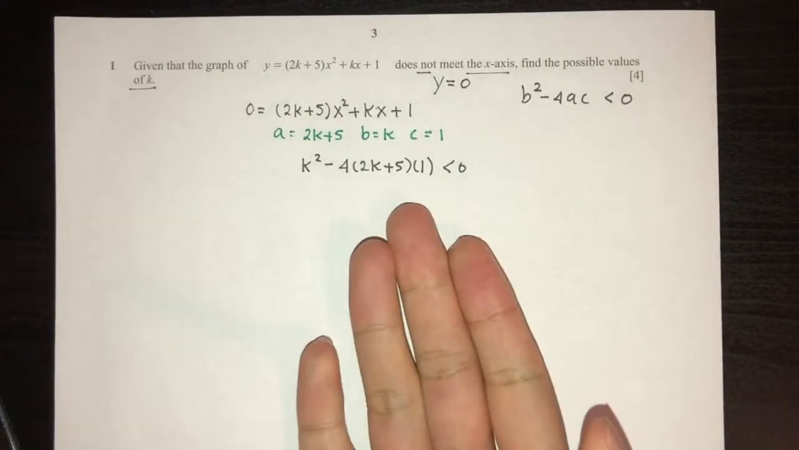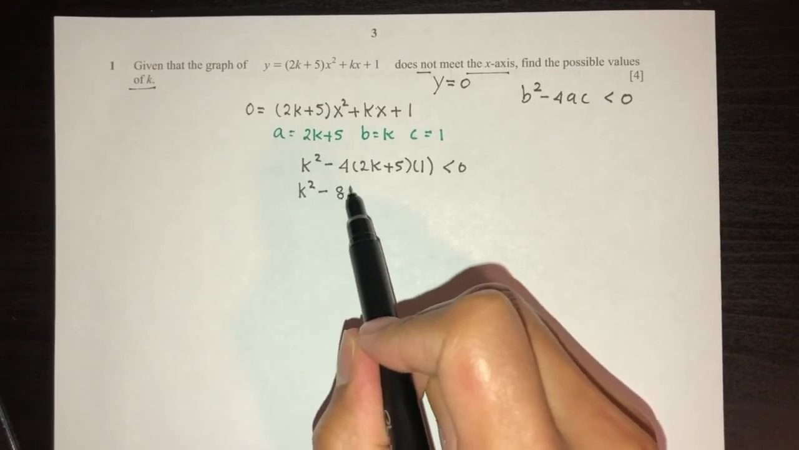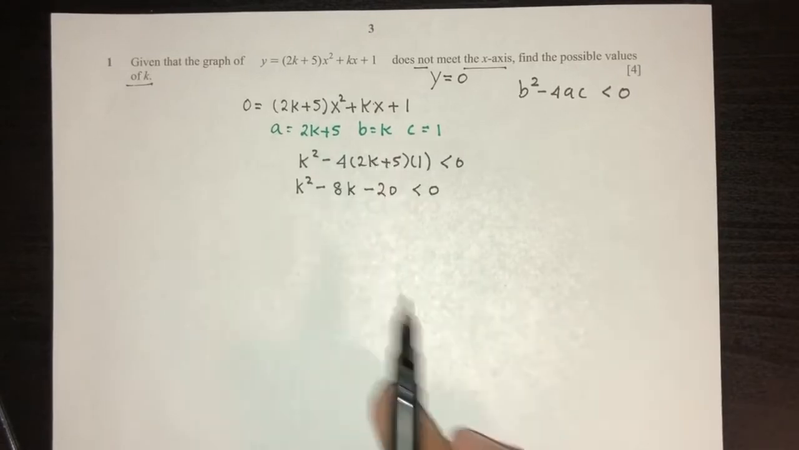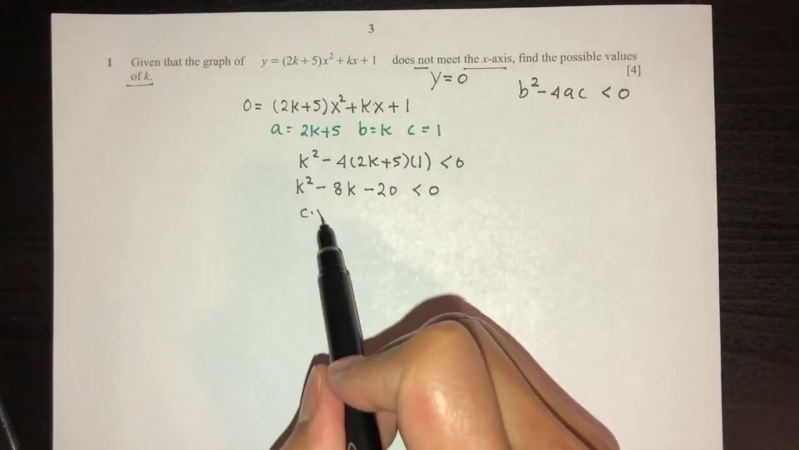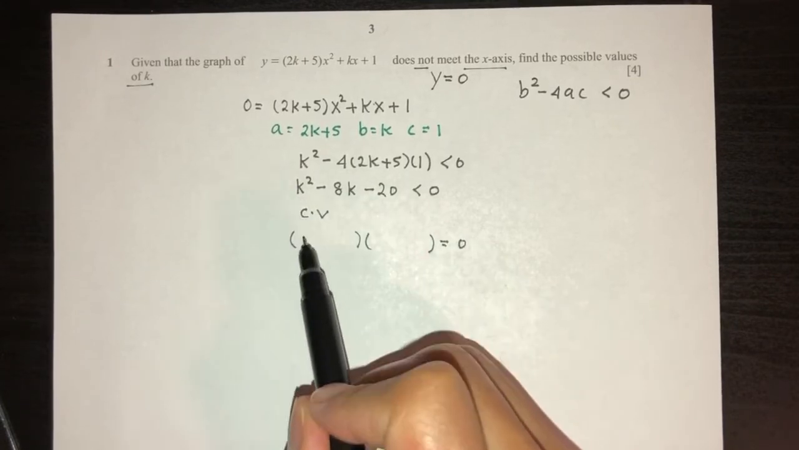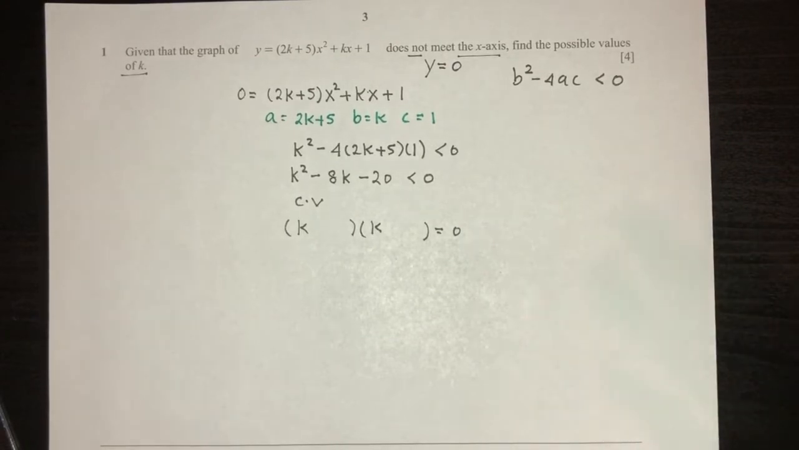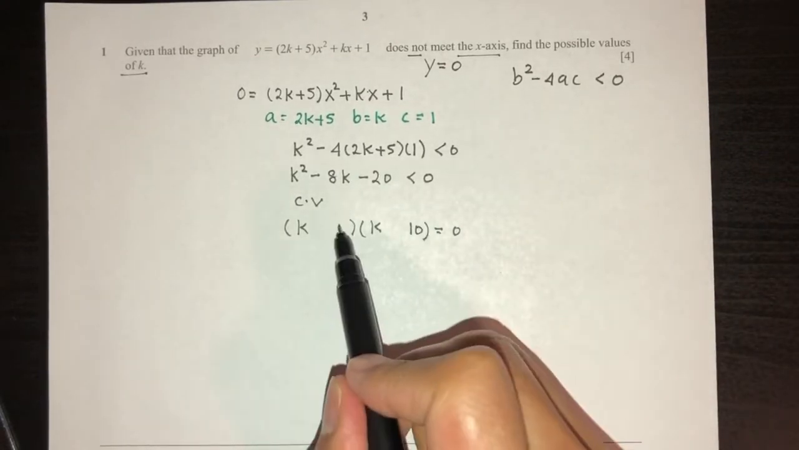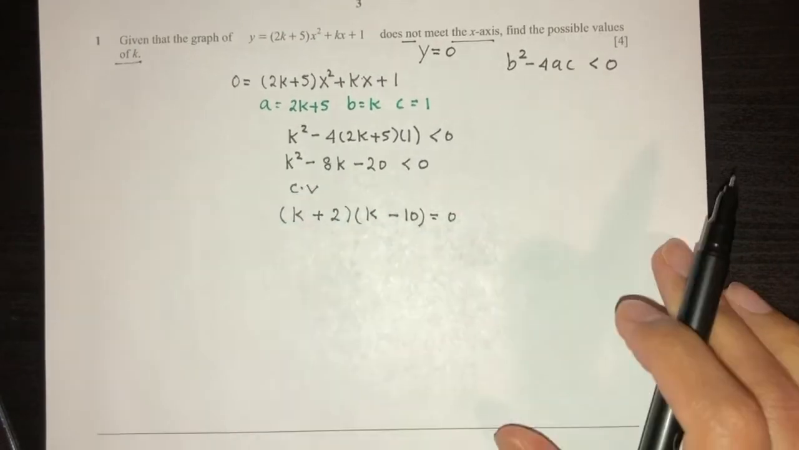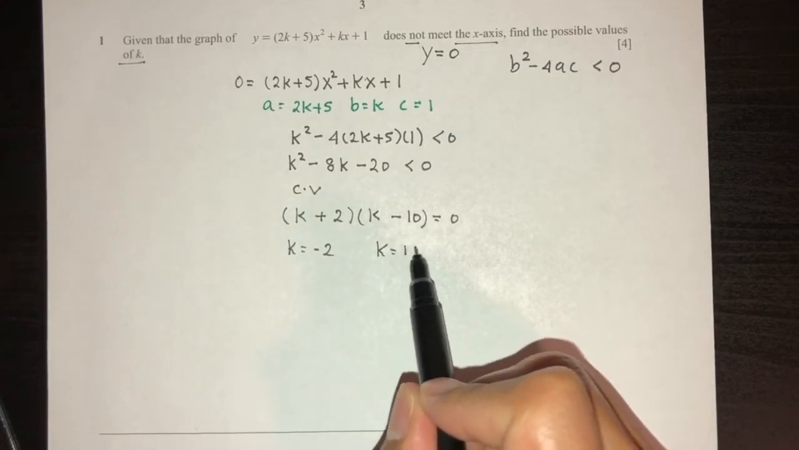So let's expand and see what happens. We will have k squared minus 8k minus 20 is less than 0. From this we have to find the critical values, so we have to factorize. k squared is k times k, and 20 can be 2 times 10. To get minus 8, we have to have minus 10 plus 2. So the critical values will be k equal to minus 2 and k equal to 10.